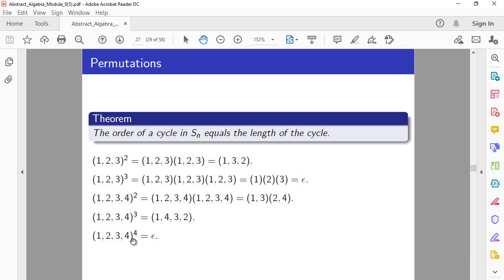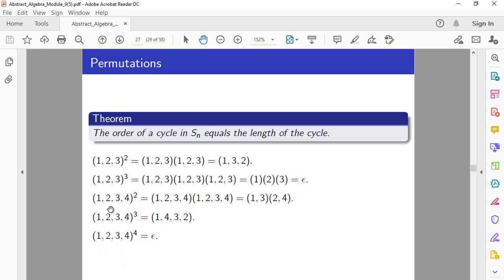And when we take the fourth power of that, now we're going to skip 3 places here. So 1 is going to skip 3 places, so it's going to come back to 1. 2 is going to skip 3 places, it's going to come back to 2. So this is going to give us the identity. So the order of the cycle (1 2 3 4) is 4. So you can see that the order of a cycle is equal to the length of the cycle.